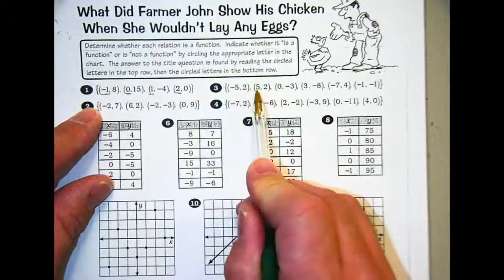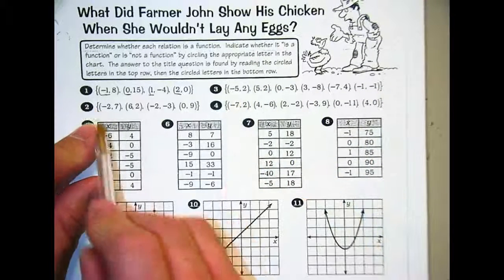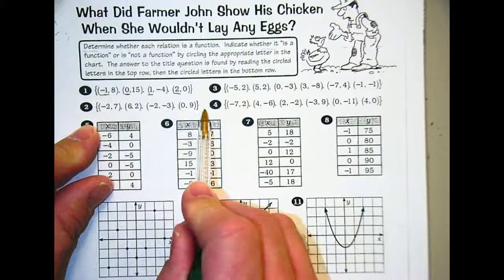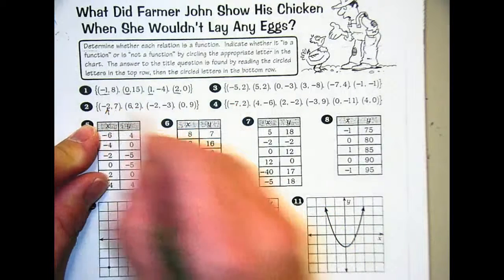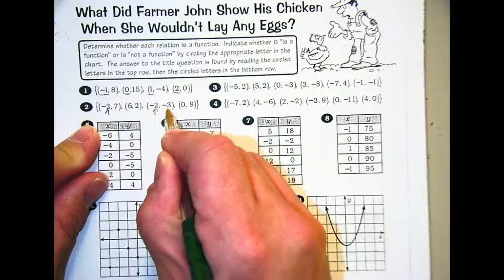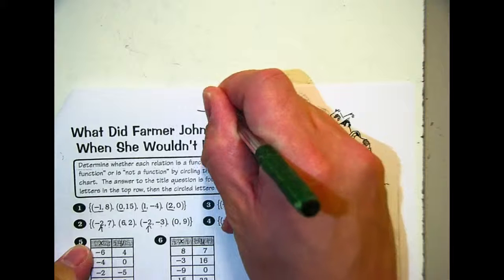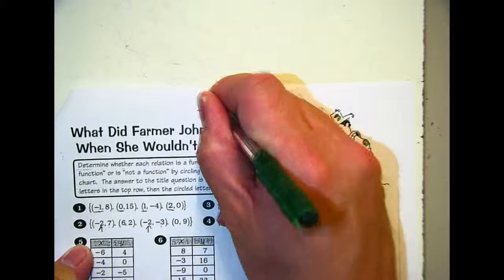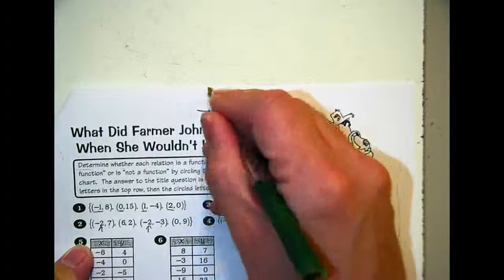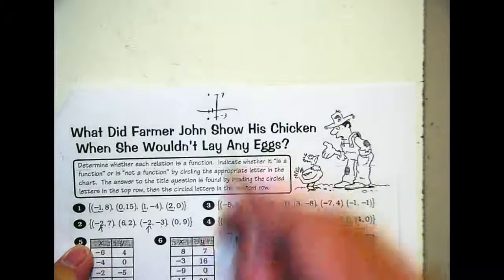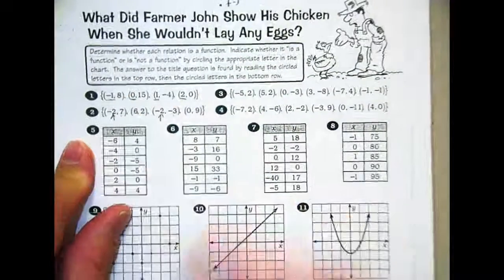Do any of your x's repeat here? No. How about here? Yeah. Which one repeats? Negative 2. Negative 2 goes to both 7 and to negative 3. That means if you were to graph it, negative 2 would go to 7. So I'm just going to plot where 7 is. Up there, we'll call that 7. And it would go to negative 3. It wouldn't pass a vertical line test. Therefore, that is not a function. So number 2 is not a function. Number 1 and 3 are.